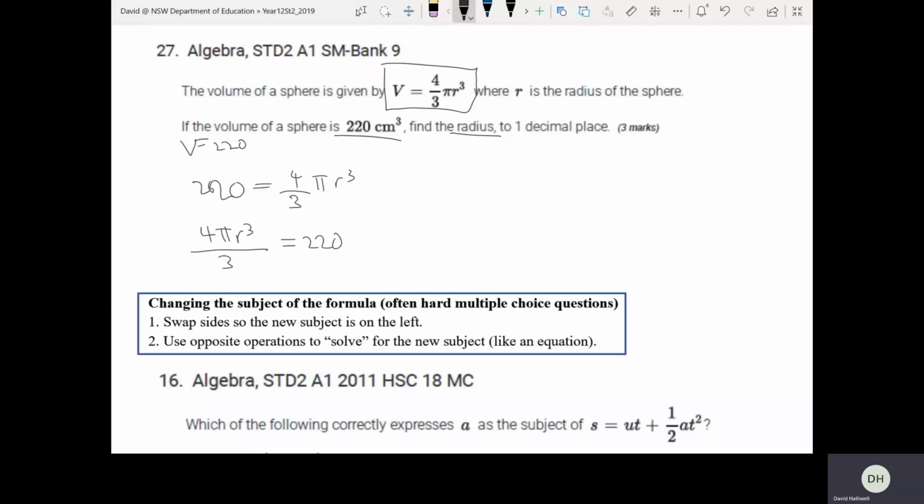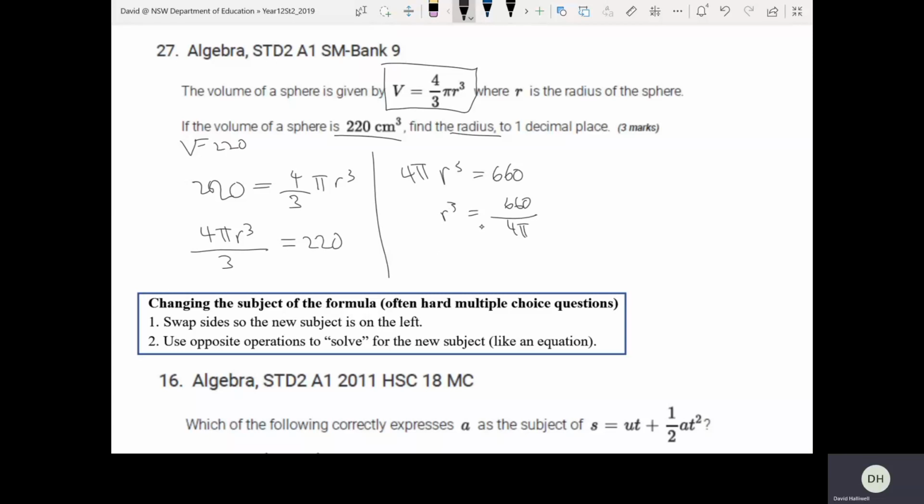That's a nice way of writing it, because then you can see it's one fraction and you can times by 3 straight away. Timesing by 3, we get 220 times 3 is 660, and then I'll divide by 4 pi in one hit. I'll just write both of them down the bottom of the fraction. That's r cubed.